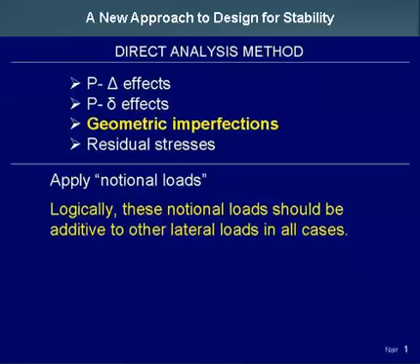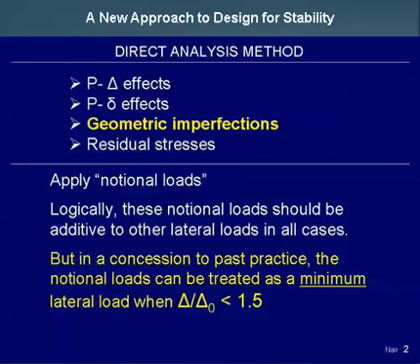Okay, now logically, these notional loads should be additive to other lateral loads in all cases. After all, it's always there. Whether the wind blows or not, this is there, and the effect of this imperfection is adding to other effects. But in a concession to past practice, the fact that people have not been using this until now, the committee decided that we should allow this notional load to be treated as a minimum lateral load as long as this ratio of delta over delta zero is not more than 1.5.